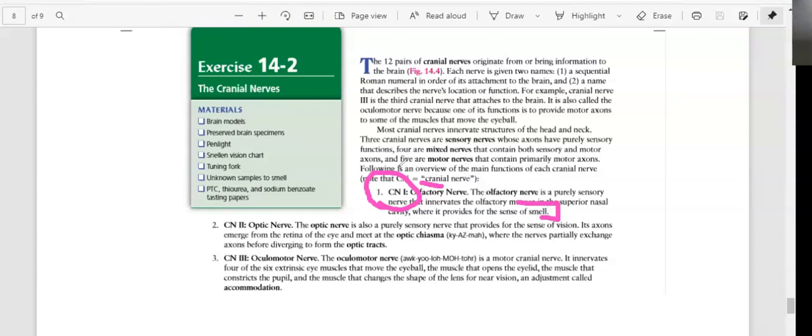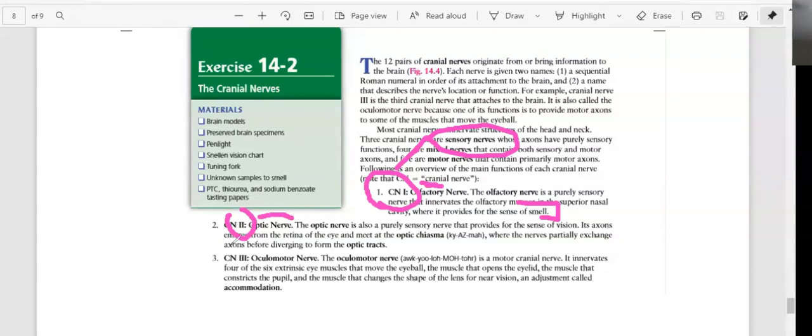So that means that some nerves are only sensory, as you can see right here. You don't move anything with them. You just feel things or have sensations. Like in this case, the olfactory nerve is just for smelling. Cranial nerve number 2 is going to be the optic nerve. That one is just for vision. You don't do anything but seeing with that nerve. You do not move your eyes.